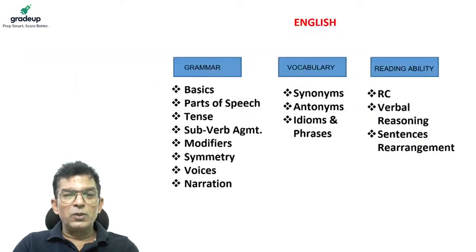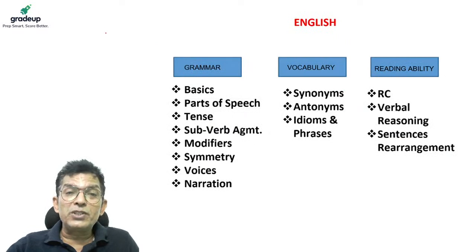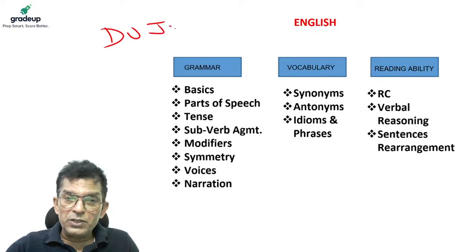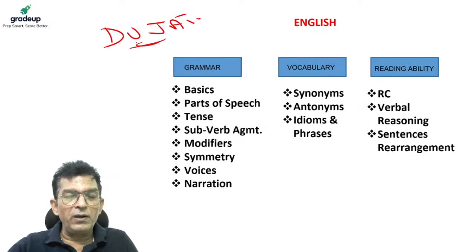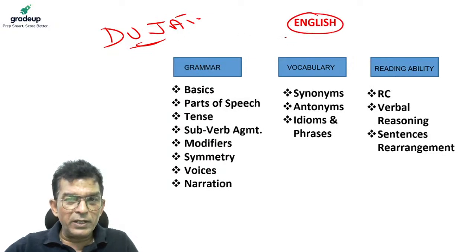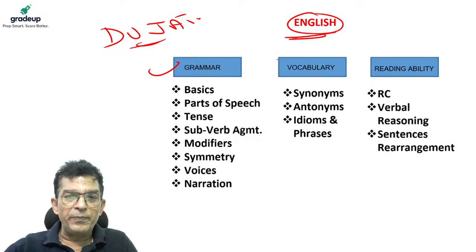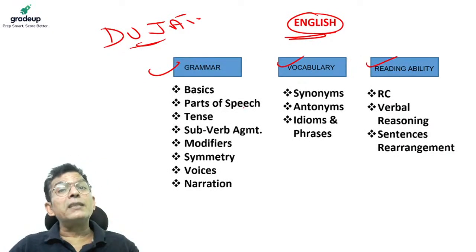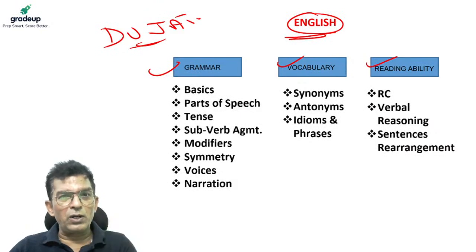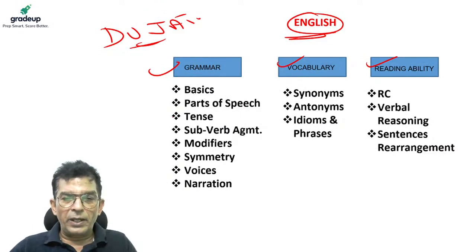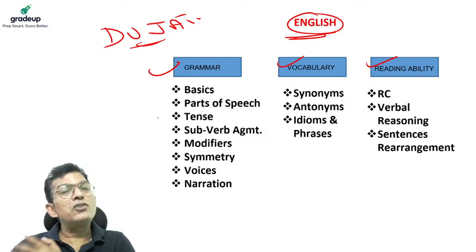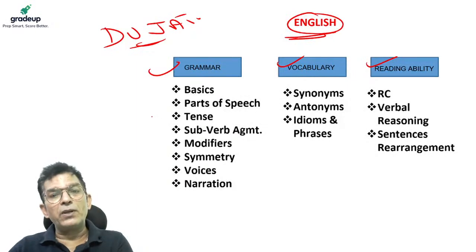So now we come to DUJAT preparation. How do we prepare for Delhi University joint admission test? Now, English, what all are asked? Grammar, vocabulary, and reading ability. Now, this is slightly different from other exams. If we talk about hotel management, etc., it will have a slightly different kind of syllabus, but most of it is the same. The level of questions change, and the number of questions from different topics change.